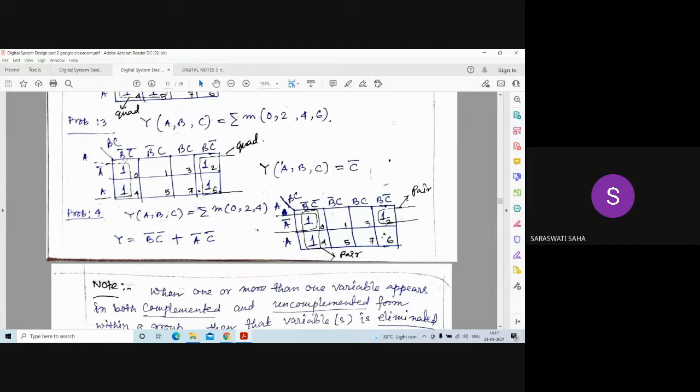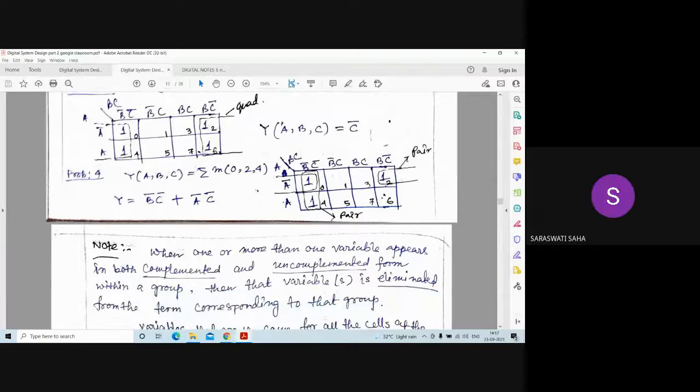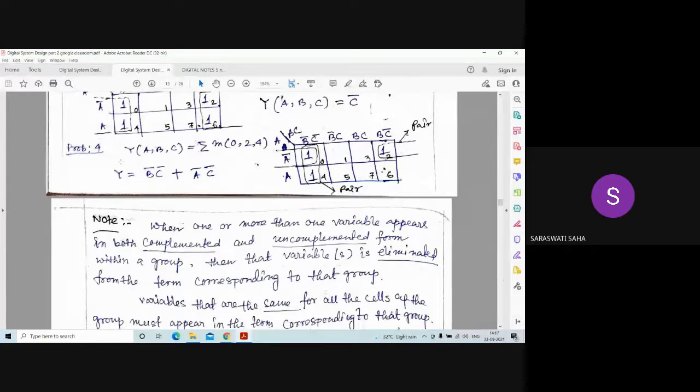See, B and B C bar bar give us 1, so it will be C bar. I hope it is clear from this diagram. Clear? Yes, ma'am. Okay, now go for the next one.